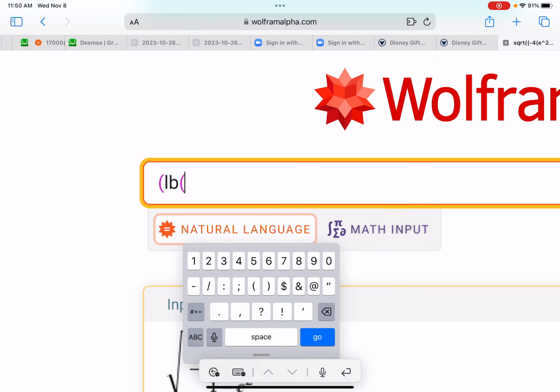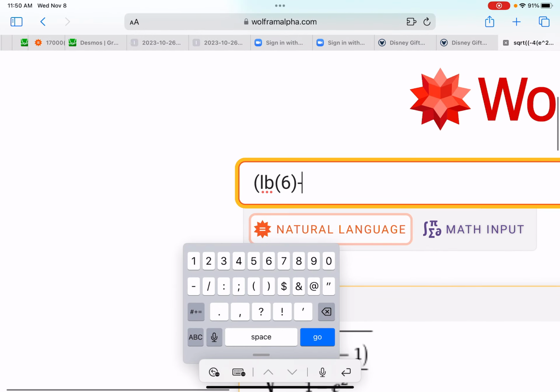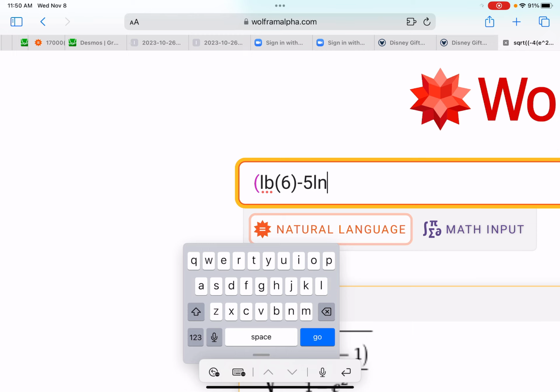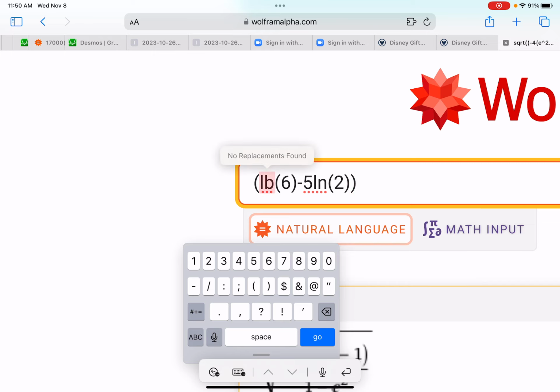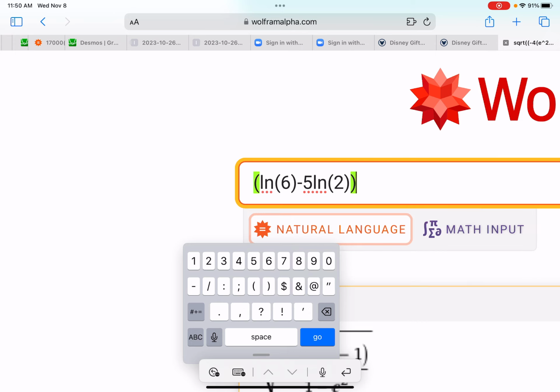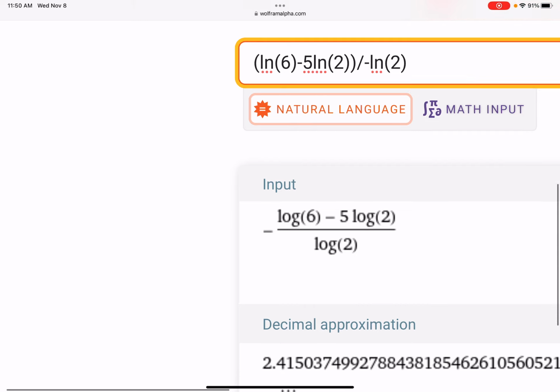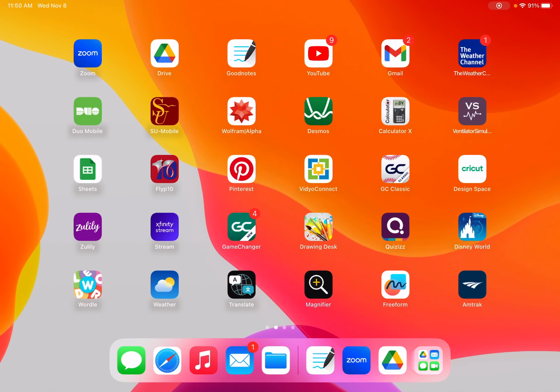So ln of 6 minus 5 ln 2, close my parentheses, divided by negative ln 2. It gave it to me right there: 2.42.